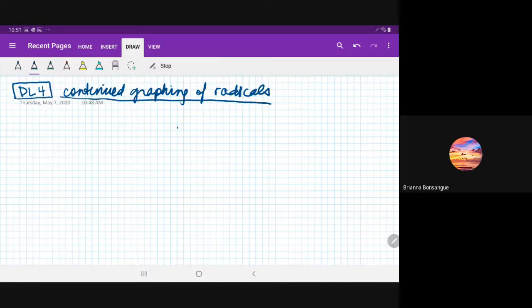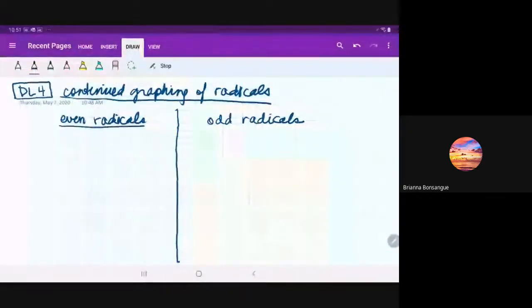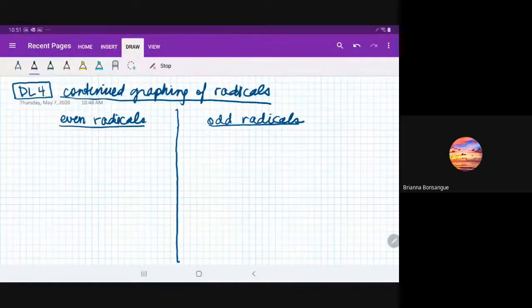There's two categories. Put a line directly down the middle of your paper. There's going to be the even radicals and there's going to be the odd radicals. Yesterday we did one example of an even radical and one example of an odd radical.